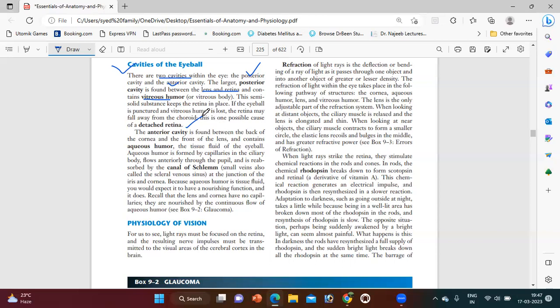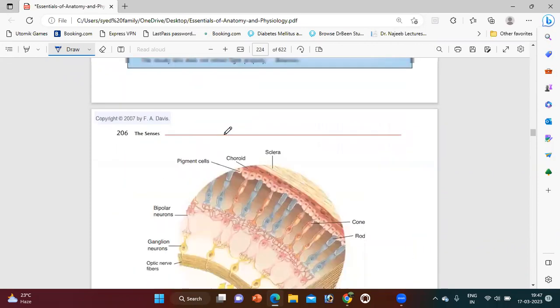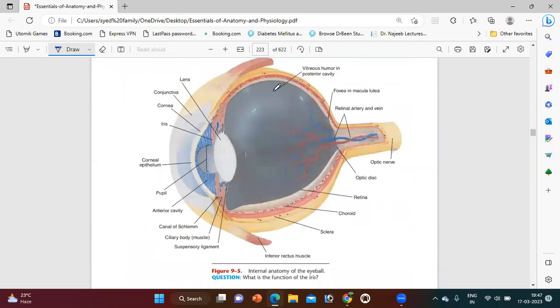Okay, so basically we have the anterior and posterior cavity. Okay, in the posterior cavity, the backside of the eyeball, what we have? We have the vitreous humor. So basically, we will see in this image. This is the vitreous humor in the posterior cavity. So this is the vitreous humor. So basically, this is the eyeball.